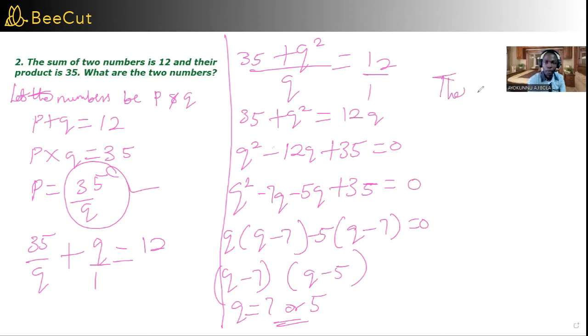The two numbers are 7 and 5. So I believe that should be clear enough to you.